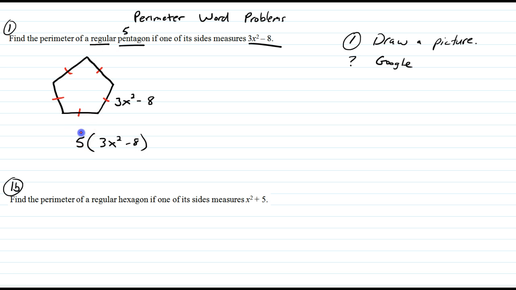So let's distribute the 5. So it's going to go 5 times 3. And that 5 times 3 gives us 15x squared. Now let's multiply the 5 times the negative 8, or the minus 8, and that gives us minus 40. So our perimeter of the regular pentagon is 15x squared minus 40. Try 1b on your own. Notice that the shape has changed.